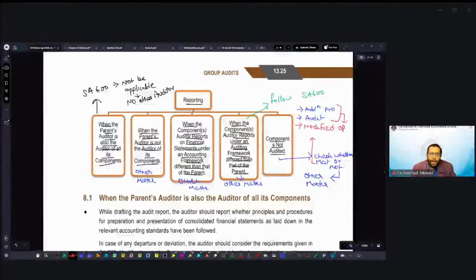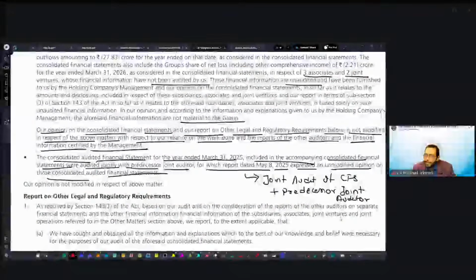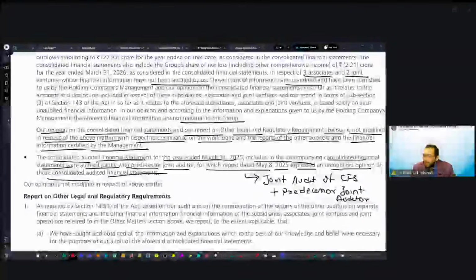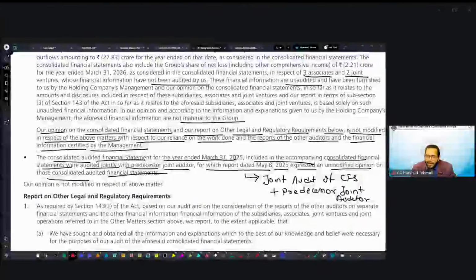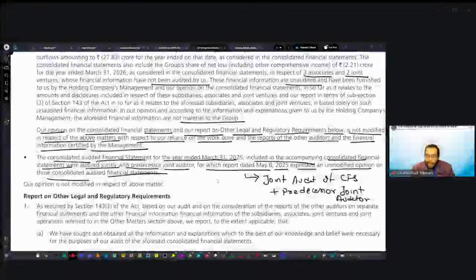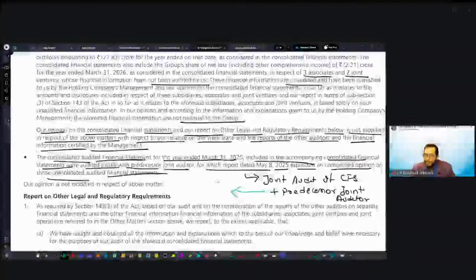But one doubt I have, I did not discuss this part: joint audit and the predecessor auditor. I did not discuss this. From where is it coming? Anyone? Where is it written? I did not discuss this. So this particular part is coming from, anyone? Which SA?